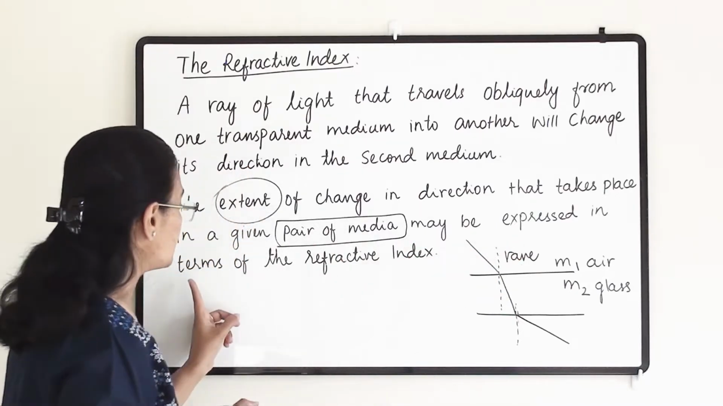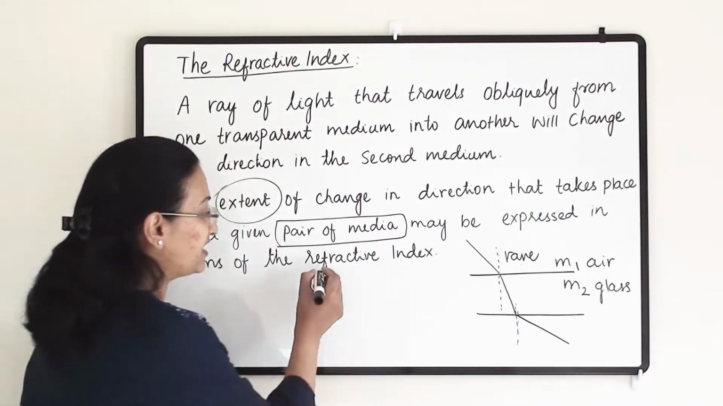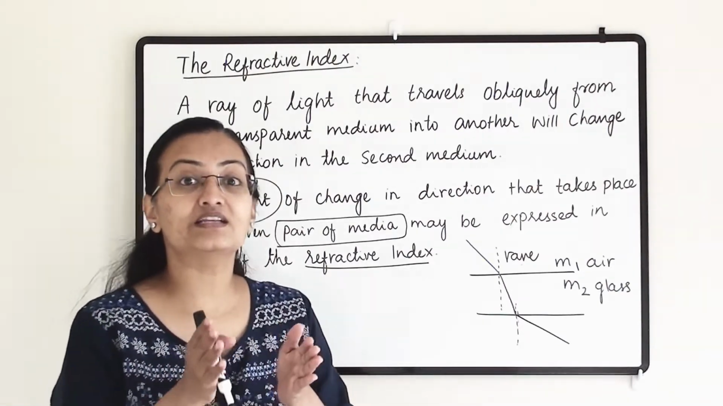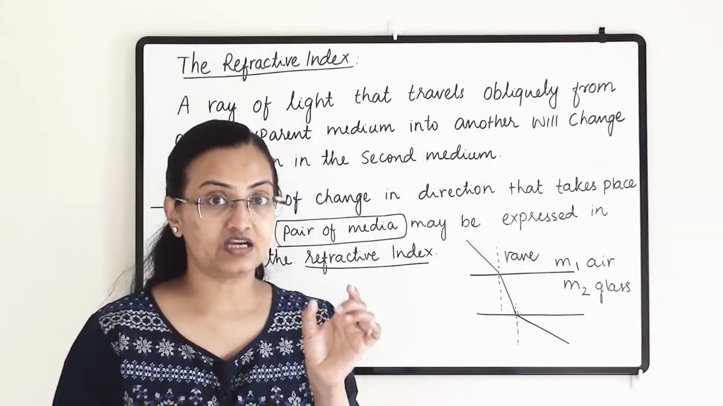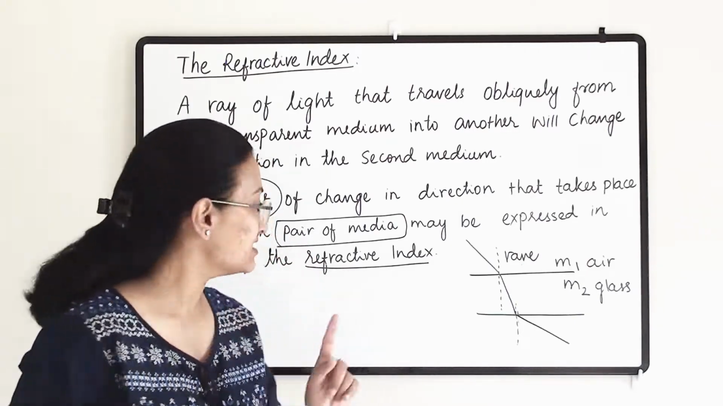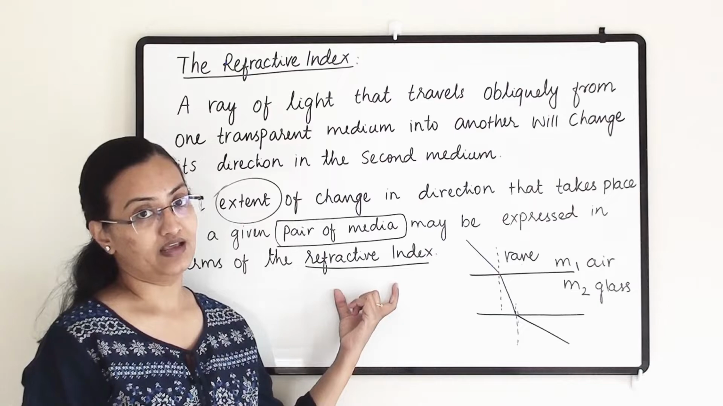May be expressed in terms of the refractive index. So what is a refractive index? How much light has bent, that extent, that measure or that physical quantity is our refractive index.